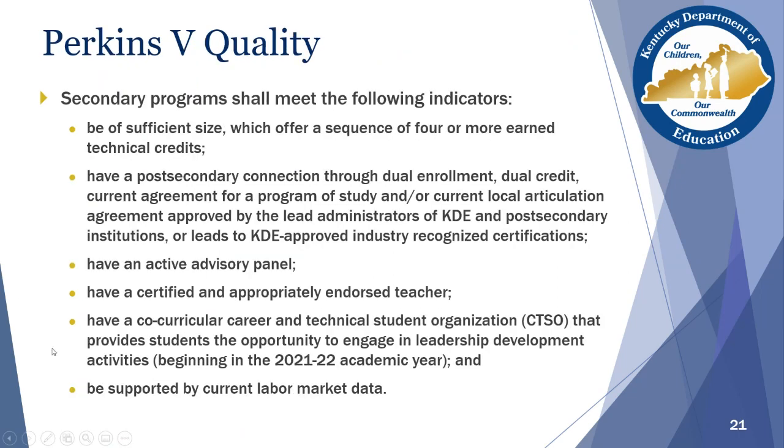And then finally, we have the quality indicator. It should be of sufficient size, and offer a sequence of 4 or more CTE credits in that pathway. So it's no longer sufficient just to have 1 or 2 or 3 courses, you do need to have 4 courses in your sequence. You'll need to be working with your counselors and administrators if you don't have that sequence in place to really make sure that you meet the quality indicator.